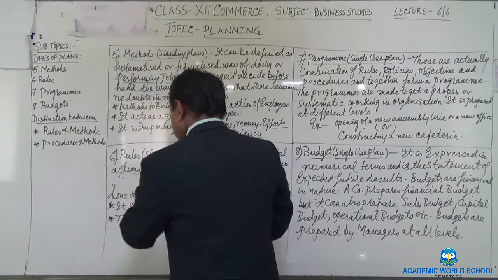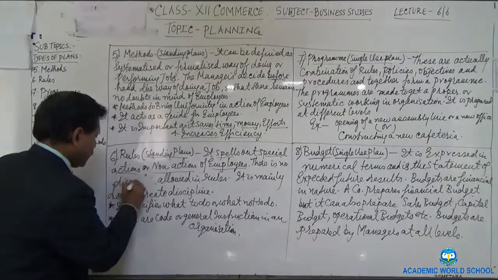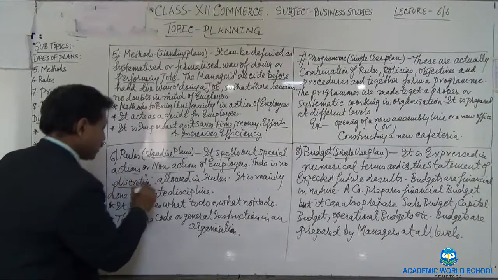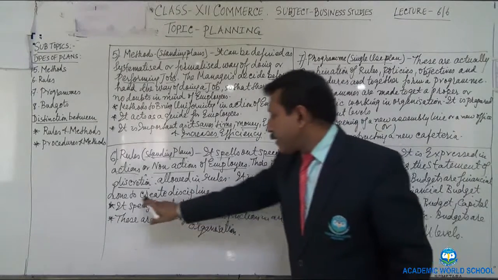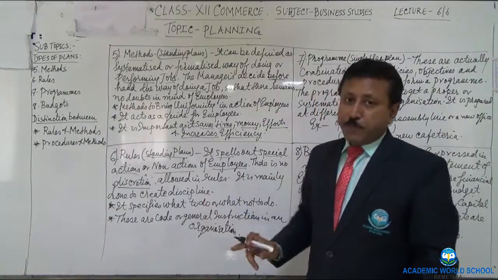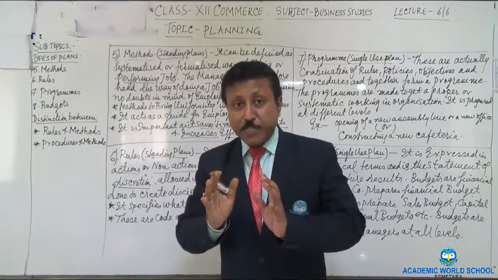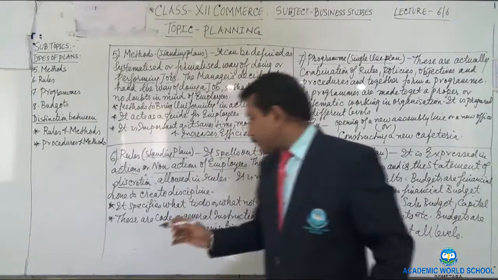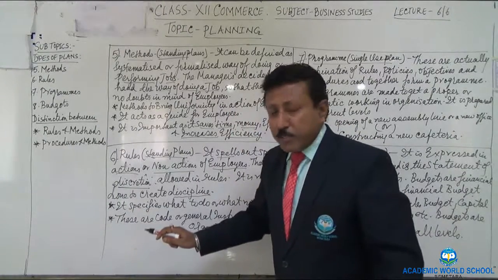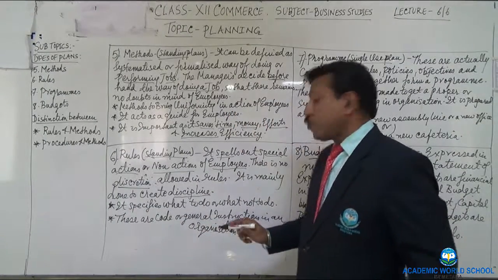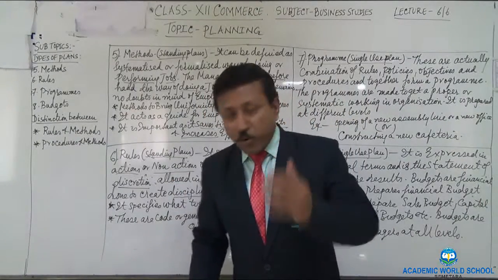You can see here the word discretion, D-I-S-C-R-E-T-I-O-N. There is no discretion allowed in the rules. Rules are mainly made to create discipline, so that nobody breaks the discipline. The important point is that rules specify what to do or what not to do, the actions and non-actions, as I already told you.